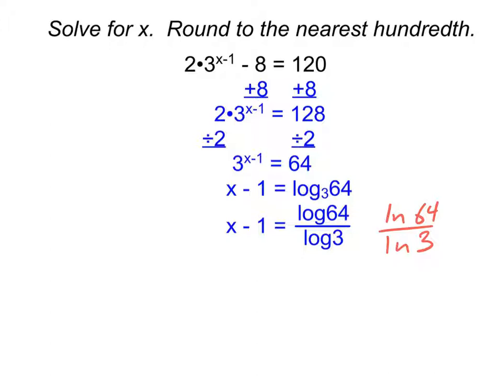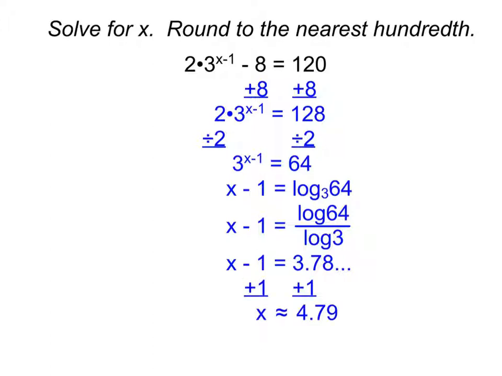But that's the calculation we now do. So we do log of 64 divided by the log of 3. That gives us an answer of about 3.78. Then we can finish solving it by simply adding the 1 to both sides. And we get a final answer of about 4.79.